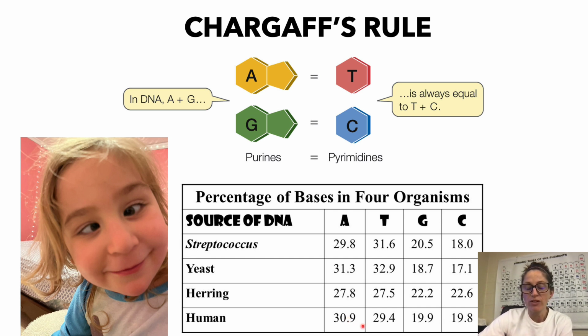She has around 30 A's and T's and less G's and C's, but the same amount of G's and C's.